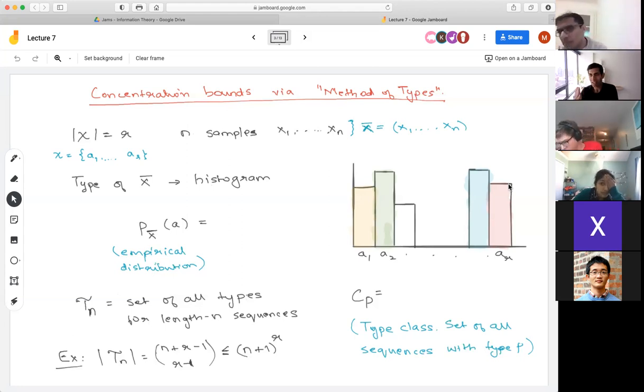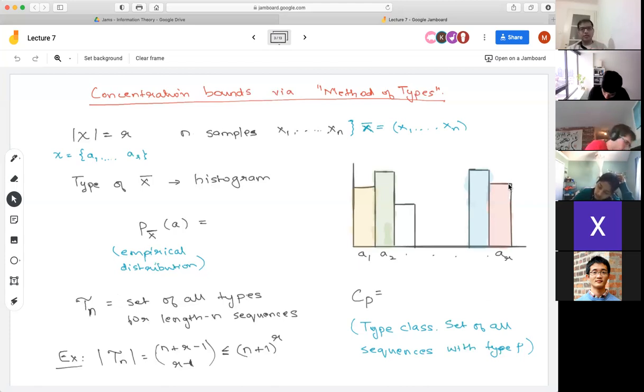And the type of a sequence of samples, or the type of x bar, is just the histogram. So if you drew n samples, how many times did A1 occur, how many times did A2 occur, and so on. So there are R possible outcomes, how many times did each of them come up. And we will actually think of it as a distribution rather than a collection of numbers. Rather than saying how many times did A1 occur, you can ask what is the percentage, or what is the fraction of times that A1 occurred.